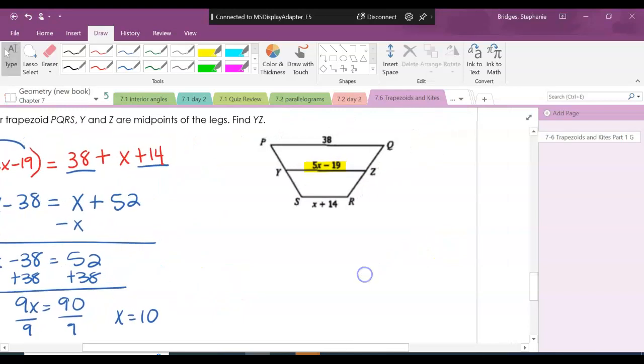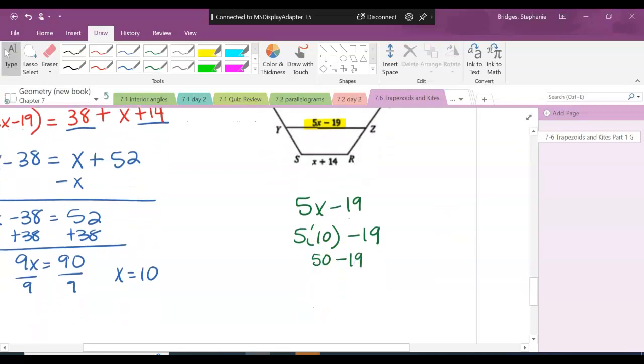And then I just need to plug it back in to what YZ is. It is 5x minus 19. That means 5 times 10 minus 19. What's 5 times 10? 50. And 50 minus 19 is going to give me 31. That's my final.